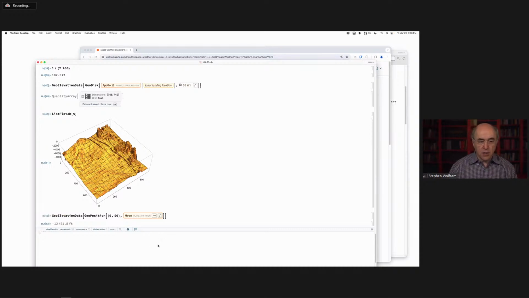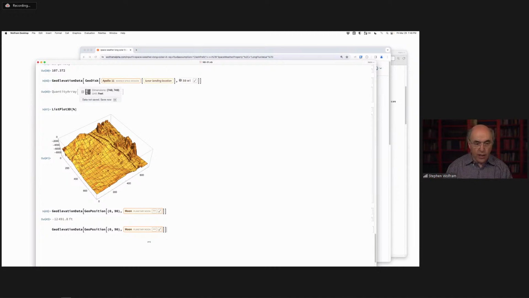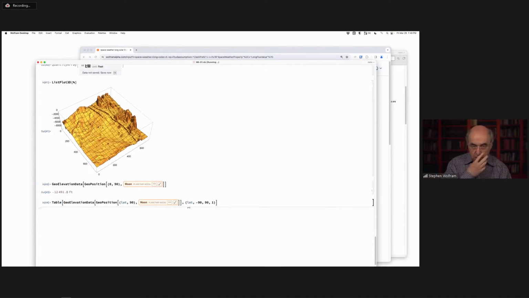Great. Okay, so now what we're going to do is compute, as a function of where you are, so remember, this is the limb of the moon. So this is at 90 degrees away from where we're looking straight at the center of the moon. We're going to make a table as a function of latitude, let's say from minus 90 to plus 90 in steps of 1. Let's see if we can do this.